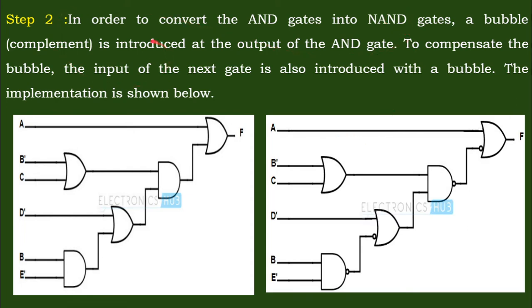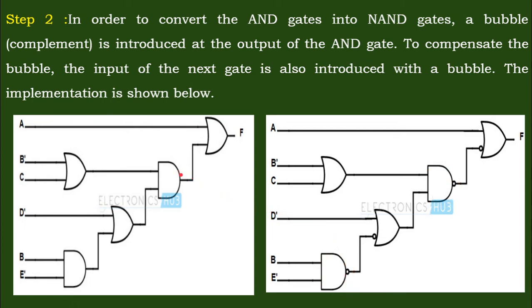What this step says is, if we want to convert an AND gate into a NAND gate, a bubble should be given at the output of the AND gate, because we know that NAND is the combination of AND and NOT. So we first check for all the AND gates available. This is one AND gate and this is another AND gate. To convert them into NAND gates, put a bubble at this AND gate's output and one more bubble at the other AND gate. So the diagram is drawn with one NAND gate and another NAND gate.